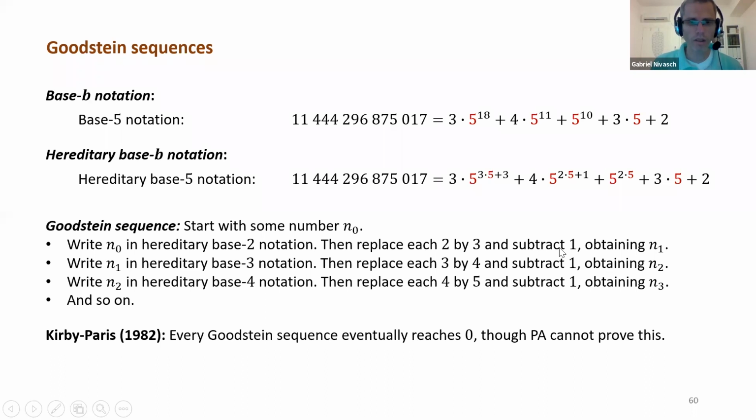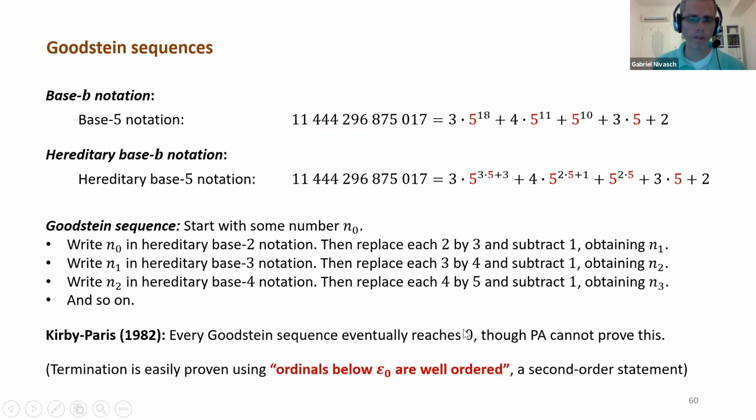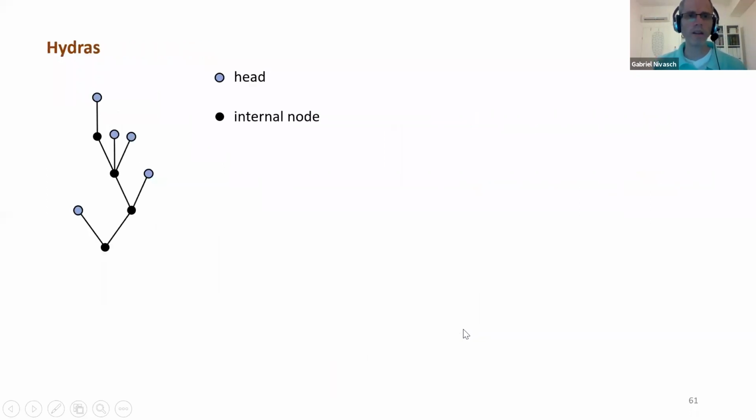And no matter which n0 you take, you always go down to 0, even though at the beginning you start going up and up and up, and then you start going back down, okay? And Peano Arithmetic cannot prove this, okay? The obvious proof of this uses the fact that ordinals below epsilon 0 are well ordered, but this is something that PA cannot do. Okay, then came the hydras.